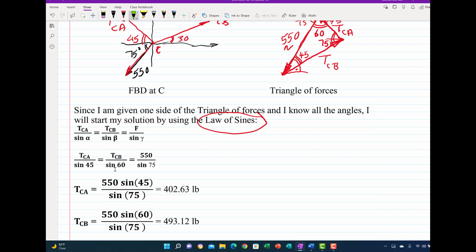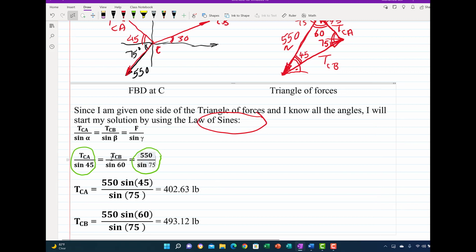Very simple. I know everything in this term here, so this is completely known. Now if I want to solve for TCA, I'm going to equate this term with this term. TCA will be equal to this term multiplied by sine 45. So 550 divided by sine 75 multiplied by sine 45, and I get the TCA.